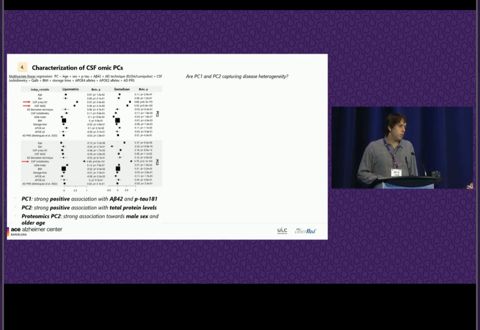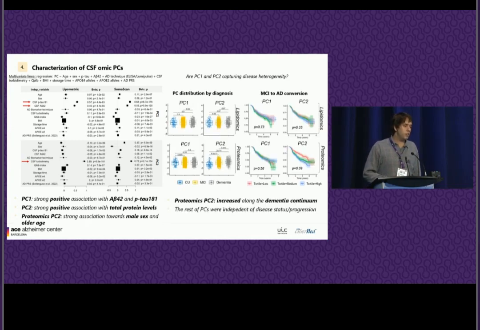And on the other hand, for PC2, what we found was a really strong association with CSF turbidimetry, which is an indicator of the total protein amount in the CSF, and is often used as a proxy of blood-brain barrier damage. So of course, because we were analyzing a memory clinic cohort, we wondered whether these PCs were capturing disease heterogeneity, but with the exception of the proteomics PC2, which was increased along the dementia continuum, we found that the PCs were independent of disease status and disease progression.